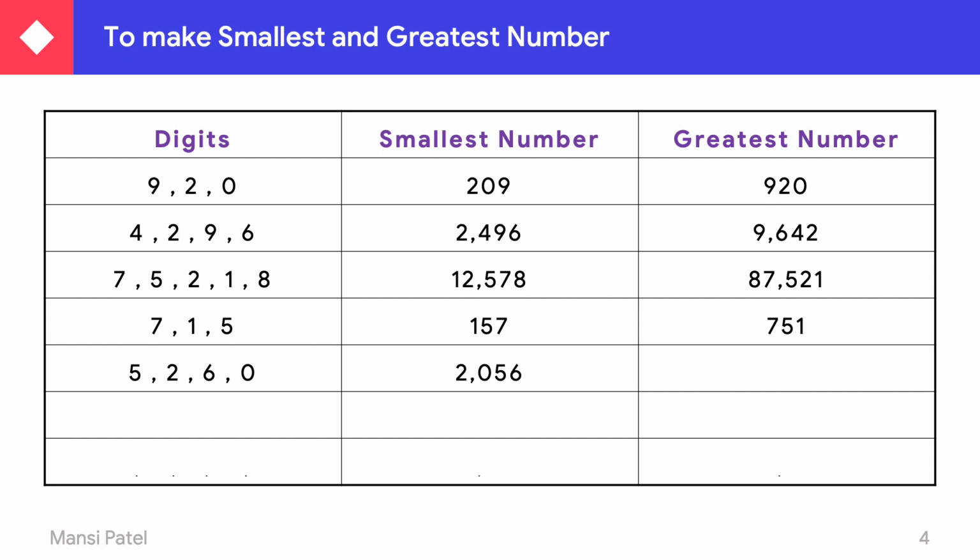And what about the greatest number? Greatest number start with 6. So 6520.